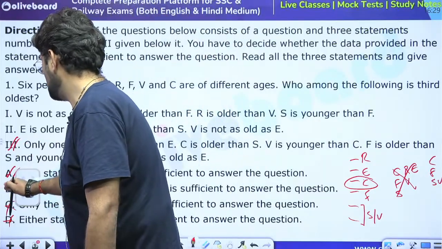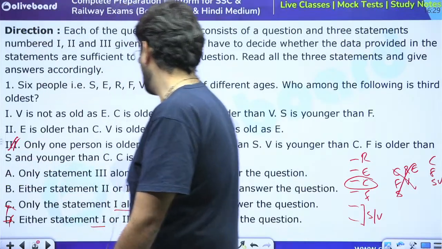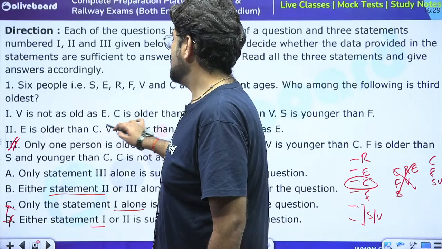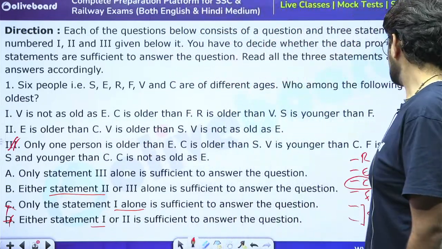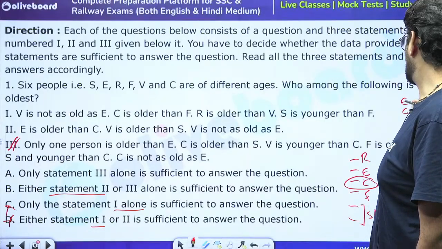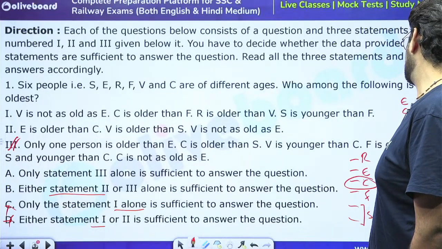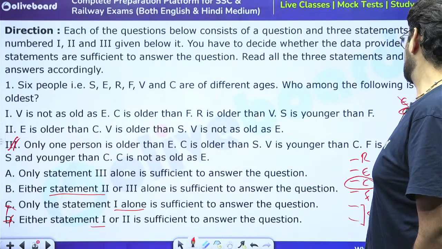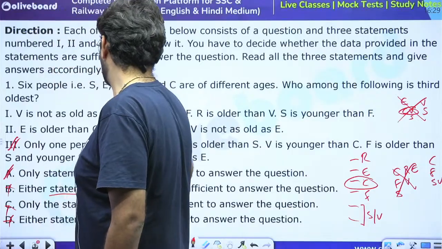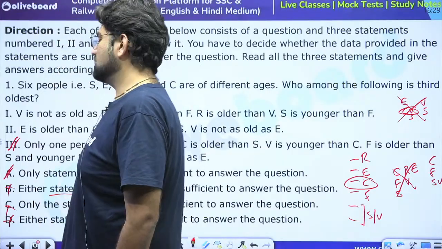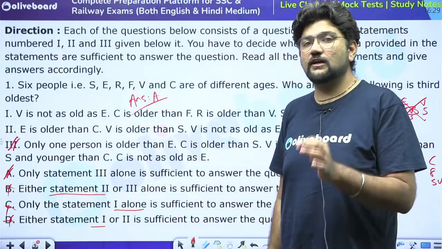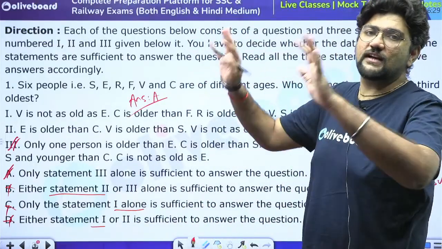No, wait. Sorry. Once you have 3 alone here, you will have to check 2 also because of this either case. Okay. So 2 alone, E is older than C. V is older than S. V is not as old as E, but that means maybe, probably it can be here also. Between C and V, we don't know. So this is also not sufficient. So option A is the right answer. What does option A say? Only statement 3 alone is sufficient to answer the question. In these questions, always strictly adhere to your options. Don't just randomly start checking everything.